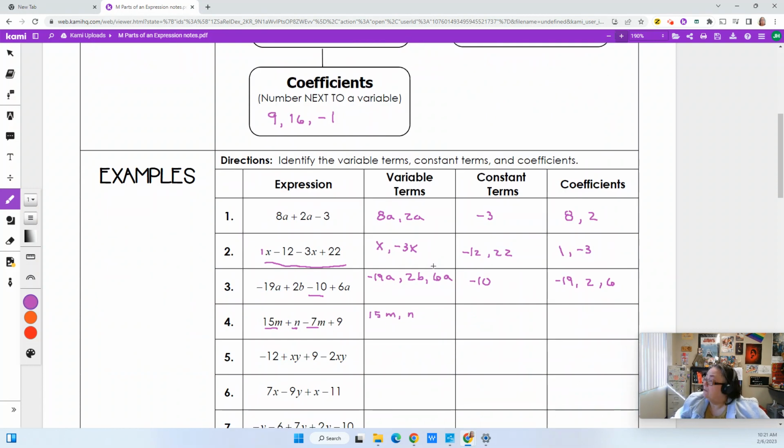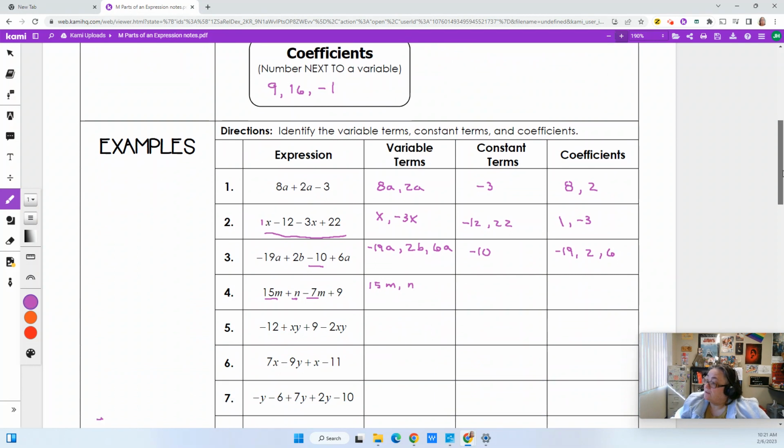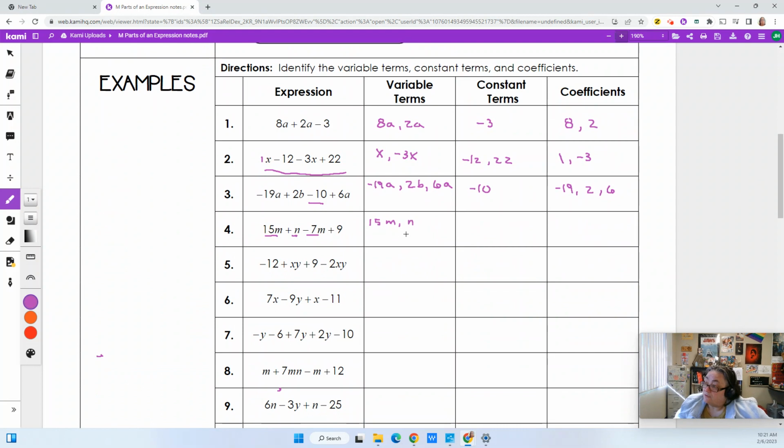So if we look at number 4, we've got 15m, we've got plus n, so technically that would be 1n, and we have minus 7m. And then our constant term is the only thing we have there that doesn't have a variable on it, which is just 9, right? And then when we look at our coefficients, it's going to be the numbers in front, but if there's not a number in front, it's just 1. So we would have 15. Where this n is, it's just going to be 1. And then on this last one, we're going to have minus 7. And those are our coefficients.